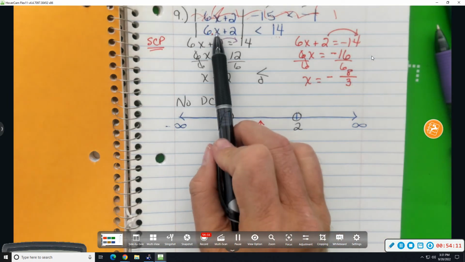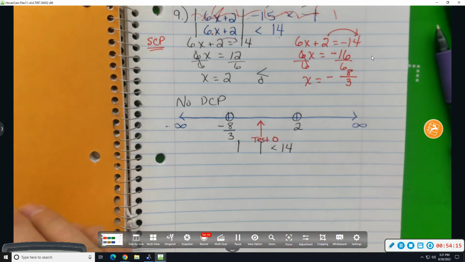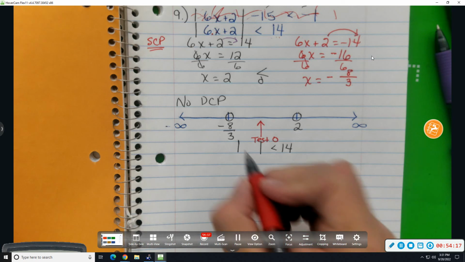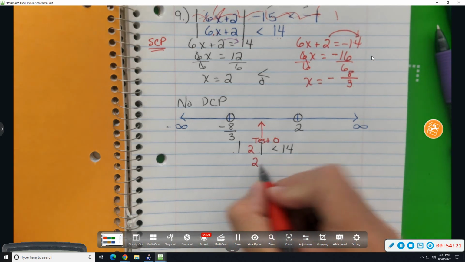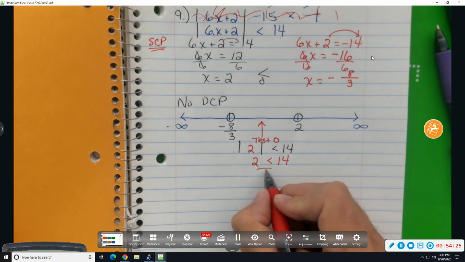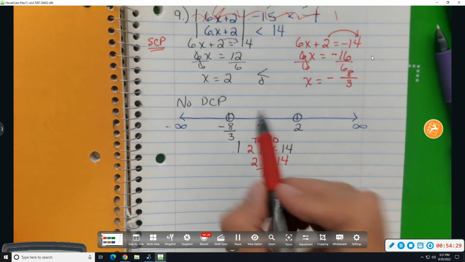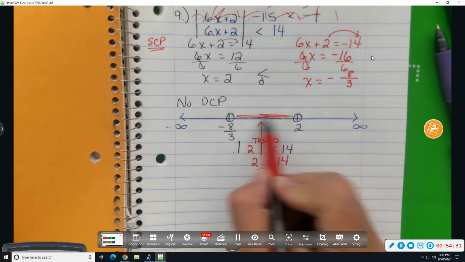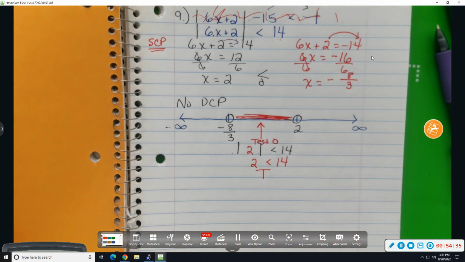Six times 0 is 0. Plus 2 is 2. And the absolute value of 2 is 2. So 2 less than 14, that is true. So that means shade here. And what about the others? Am I going to shade them or cross them out? Cross them out.